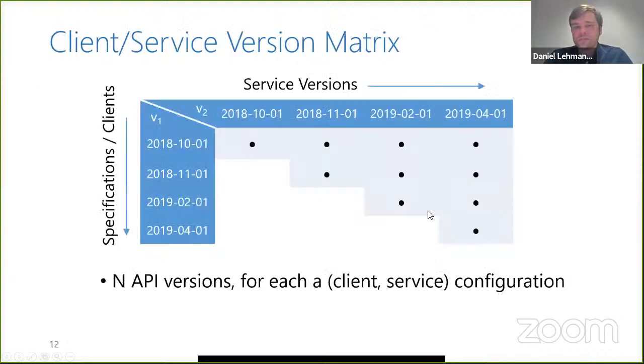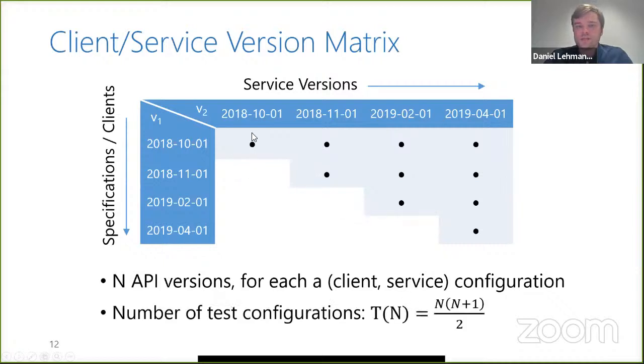But in practice, for example, for Microsoft Azure services, we see that there's a multitude, N API versions. And for each API version, there's a specification and a matching service. And so in order for us to test all possible combinations, we have this N squared matrix. And what, for example, this test configuration, this cell here in the upper left corner means, is that we send requests generated from an old specification version, or from the specification version October 2018 to the matching service version.